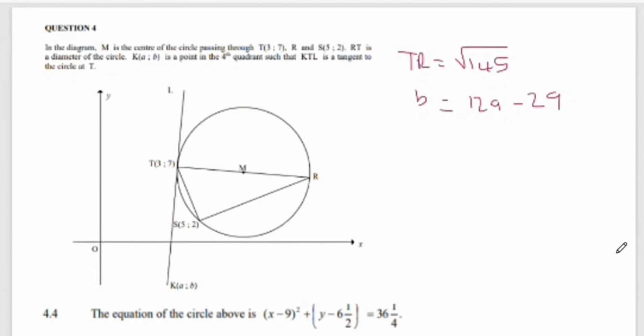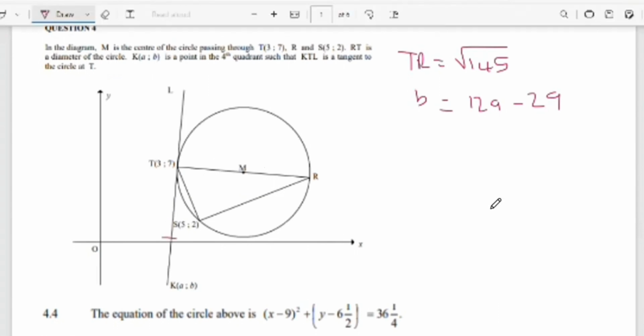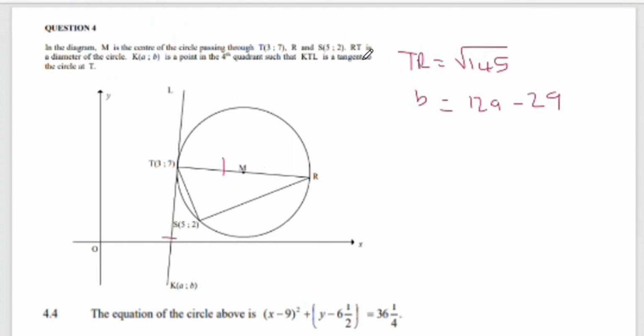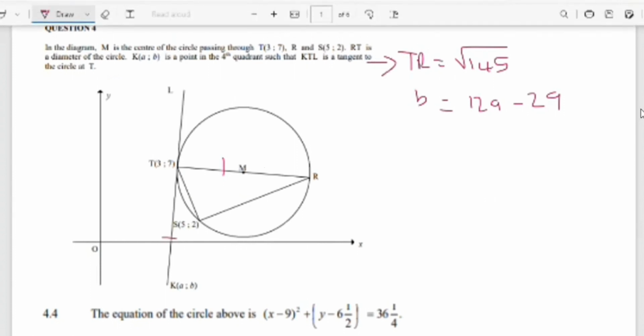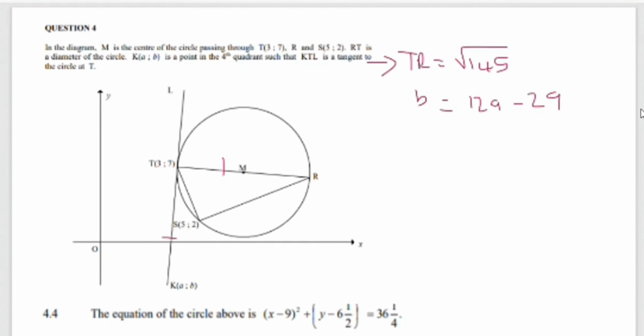4.4.5. If TK is equal to TR, calculate the coordinates of K. So they are telling us TK is equal to TR. In a previous question, we determined the length of TR as the square root of 145. We are therefore going to use the distance formula to calculate the coordinates of K.